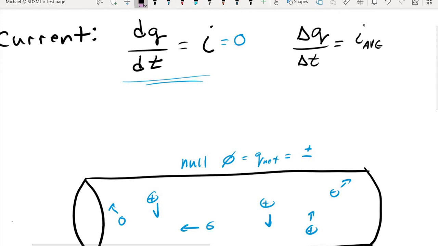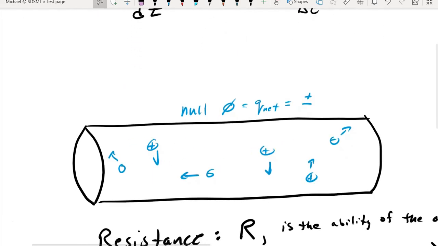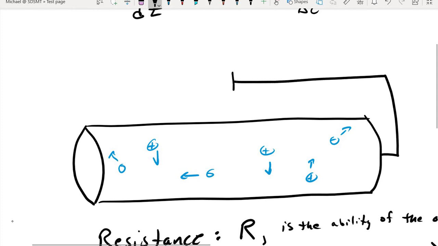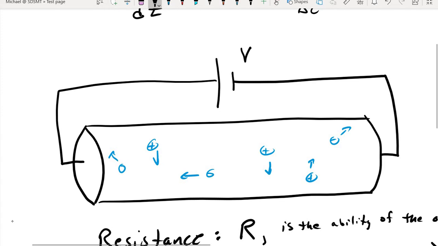And that will continue to happen until we give these charges a reason to start moving in one direction or the other. And that reason will be when we connect the ends of our conducting material to some kind of electric potential, like a battery.